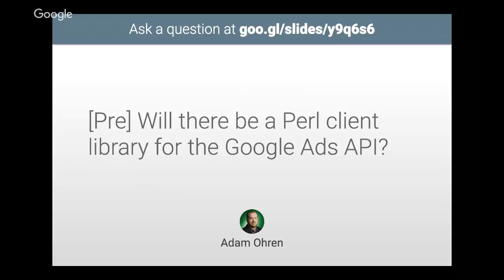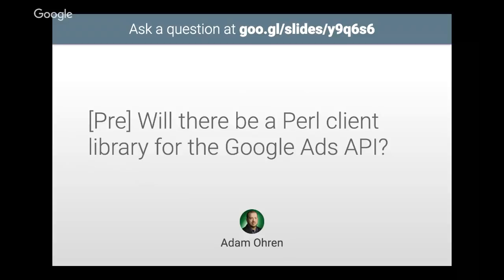Will there be a Perl client library for the Google Ads API? That is a great question. We don't have an announcement now about an ETA for Perl specifically, but we are looking into exposing other client libraries in the API, for other environments. What I'd recommend is the feedback form I just mentioned. Please fill out that feedback form and let us know that that's of interest to you.